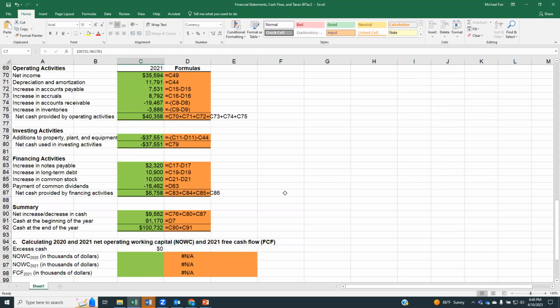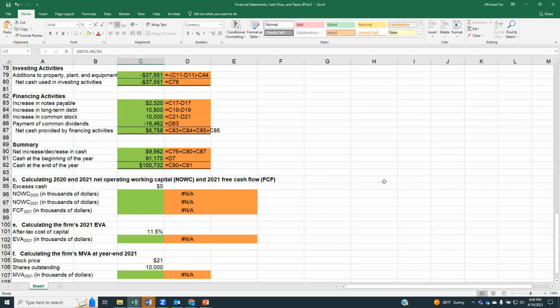So now we have these ones that are a little bit more, I'll say, we just don't use these as much all the time. Depends on your job. Some people use these all the time, but I don't. So our net operating working capital and our free cash flow. All right. So our net operating working capital.